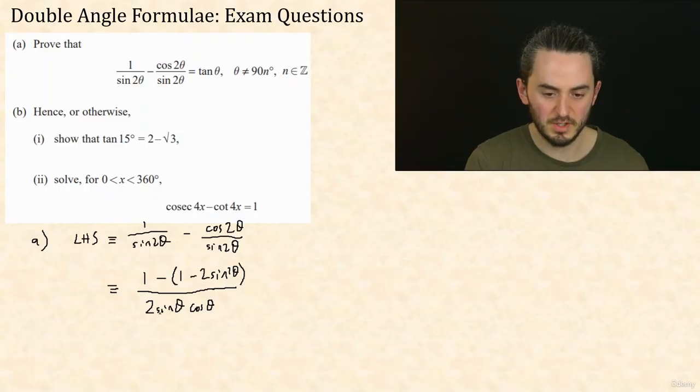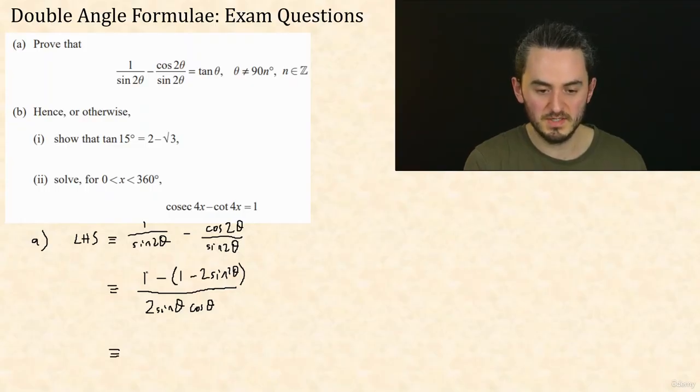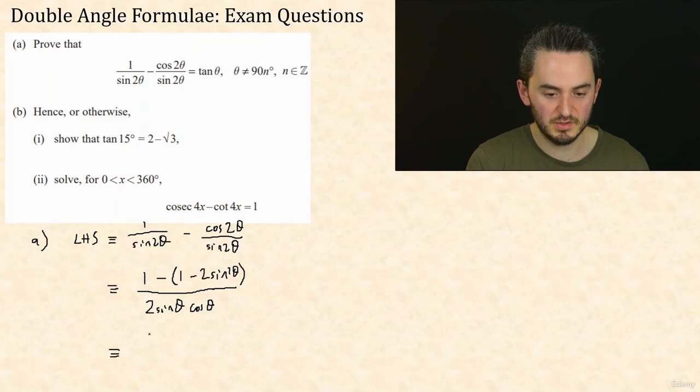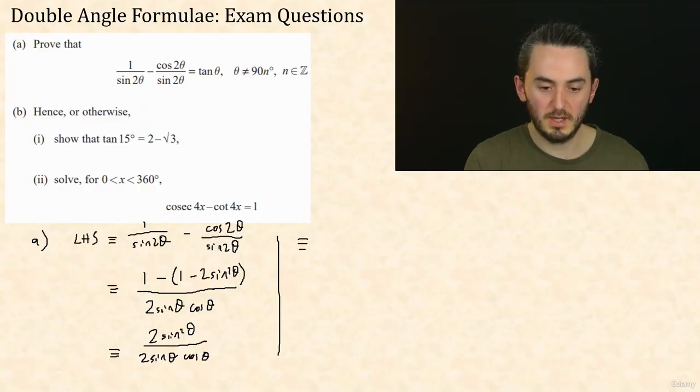I like this also because the 1 minus 1 cancels and I've just got a single term, not things added together. So that gives me 1 minus 1 is 0, and then minus that is 2 sine squared theta over 2 sine theta cos theta. Well, I can see now that I can cancel a sine theta from the top and bottom and the 2, and I'm just left with sine theta over cos theta. And indeed, that's tan theta, which is the right hand side.